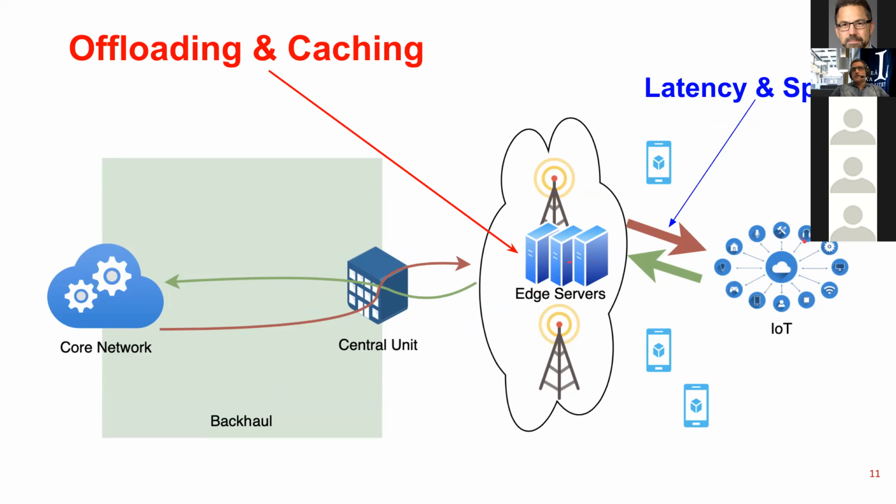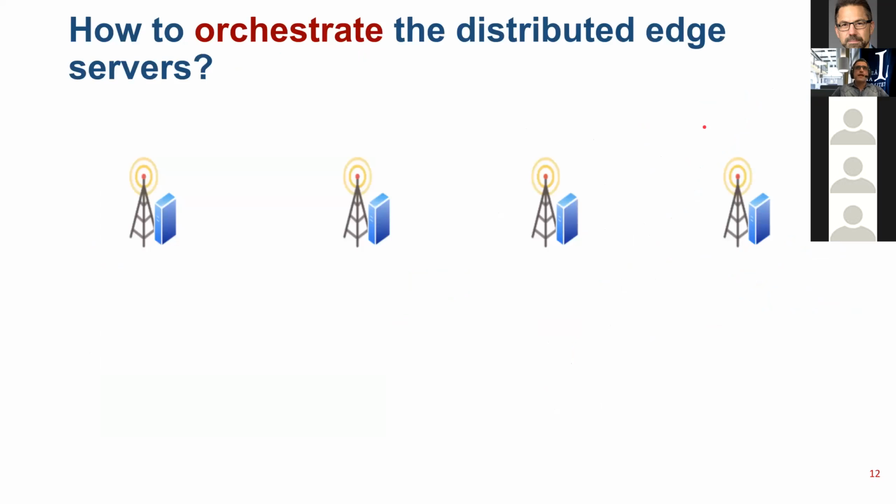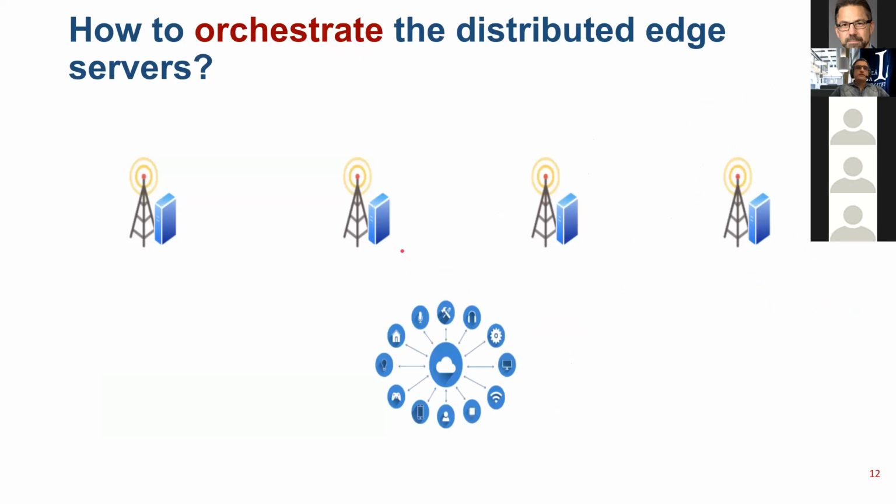And let's not forget that when we are talking about IoT, we are talking about critical IoT: autonomous cars, grid networks, infrastructure in the smart city, and many things where latency is very important. So now we distribute the edge across different edge sites. We have a problem now: how can we orchestrate and manage all these distributed edge servers?